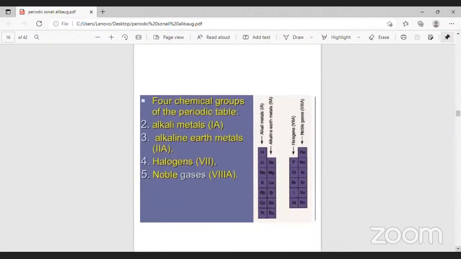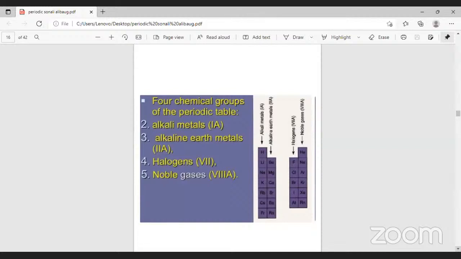Now here are different 4 chemical groups of the periodic table. So here is one, your first A, alkali metals. Why are those metals called alkali? And then is alkaline earth metals. Now anybody knows that alkali means what? Yes. And that alkaline means what? Yes, student.